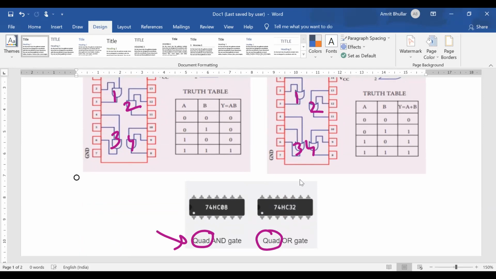And I hope that this truth table is clear to all, because when we talk about AND, the output will be high only when both the inputs are high. Otherwise, the output will be low. Similarly, when we talk about the OR gate, even if a single input is high, the output will be high. But this is not the case with your AND gate.